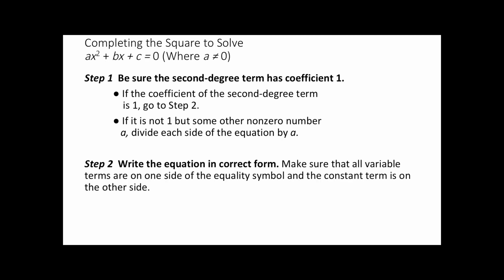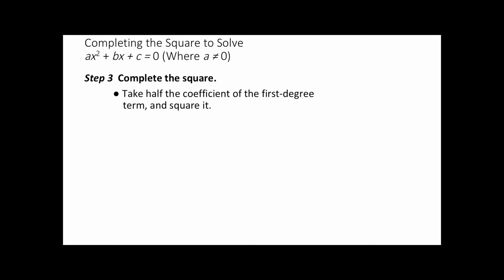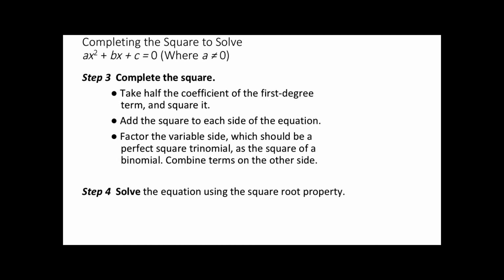Step 2, we write the equation in the correct form, meaning the constant term is on the other side. Then step 3 is we complete the square. And remember, completing the square is we take half the coefficient of the first degree term and square it. And we add that to both sides of the equation. We factor the variable side, which should be a perfect square trinomial. And we combine terms on the other side. Step 4 is solve the equation using the square root property.